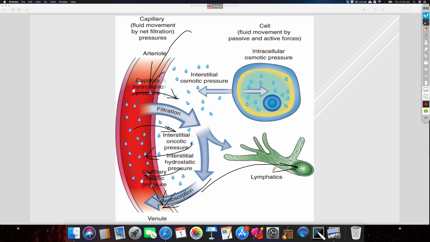Of course, it filters it through lymph nodes and all of that stuff too, but that's the main job of the lymphatic system.